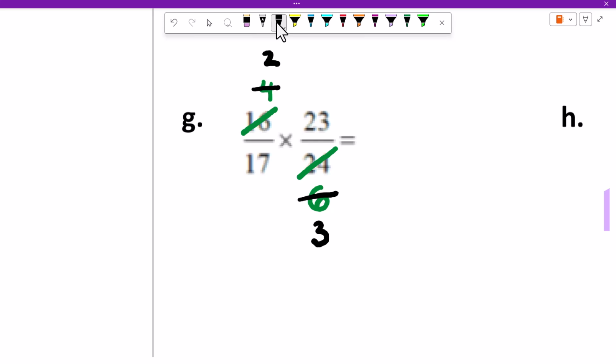No. 17 is a prime number. 23 is a prime number. So the only thing that can fit into 17 and 23 are those numbers themselves. So you do 2 and 3.